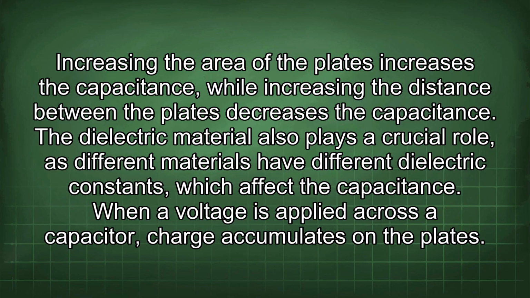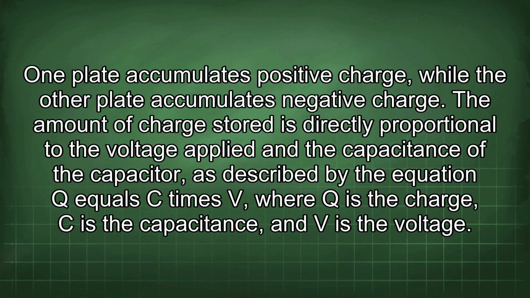When a voltage is applied across a capacitor, charge accumulates on the plates. One plate accumulates positive charge, while the other plate accumulates negative charge. The amount of charge stored is directly proportional to the voltage applied and the capacitance of the capacitor, as described by the equation Q = C × V, where Q is the charge, C is the capacitance, and V is the voltage.